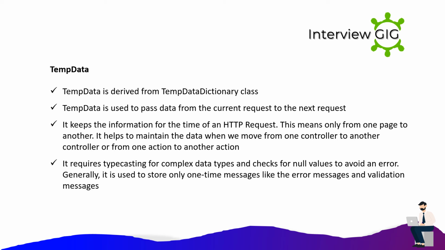TempData. TempData is derived from the TempDataDictionary class. TempData is used to pass data from the current request to the next request. It keeps the information for the time of an HTTP request. This means only from one page to another. It helps to maintain the data when we move from one controller to another controller or from one action to another action. It requires typecasting for complex data types and checks for null values to avoid an error. Generally, it is used to store only one-time messages like the error messages and validation messages.